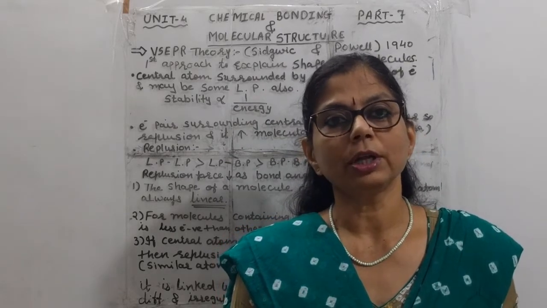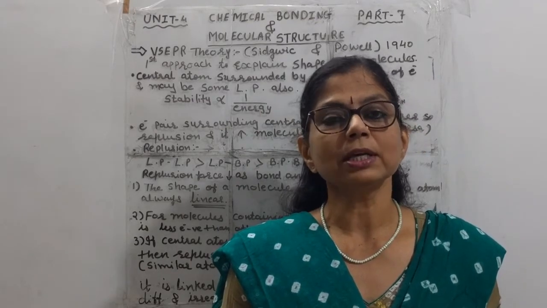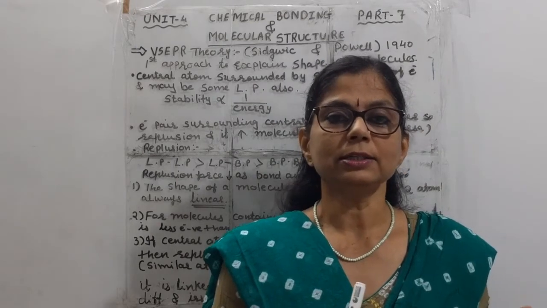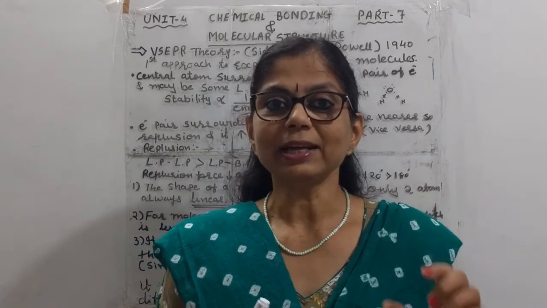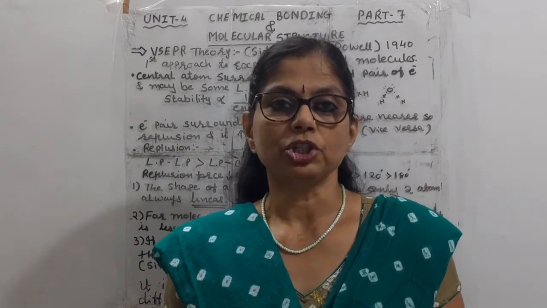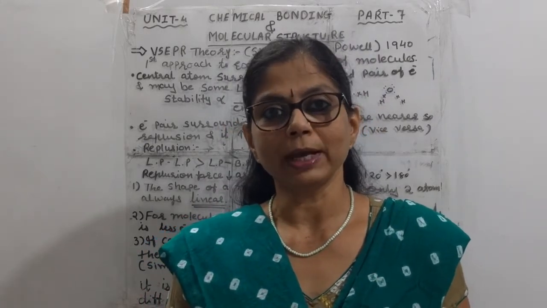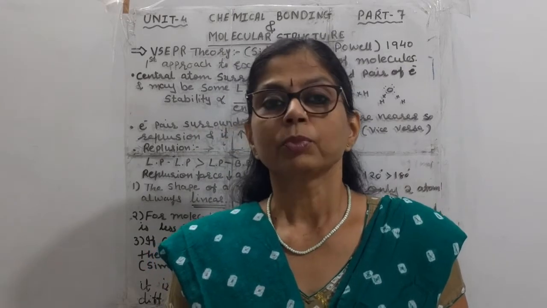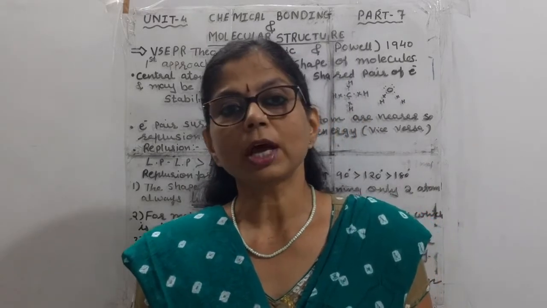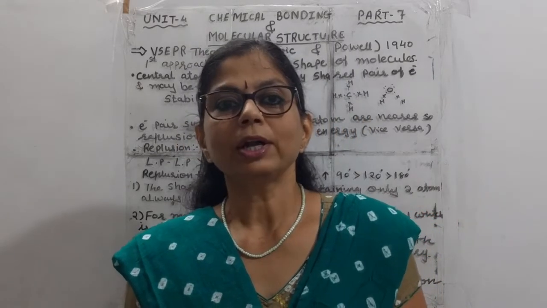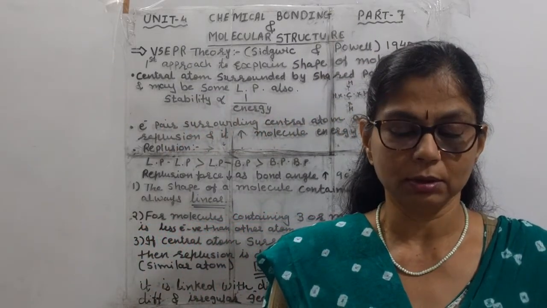This theory is also not completely accurate, but in some way it gave the idea to the valence bond theory, which exactly gives the shape of the molecule, or we can say the geometry. So there are some drawbacks in the VSEPR theory too, but this was the first approach by Sidgwick and Powell. Now let us see on the board what the VSEPR theory is and what the postulates are.